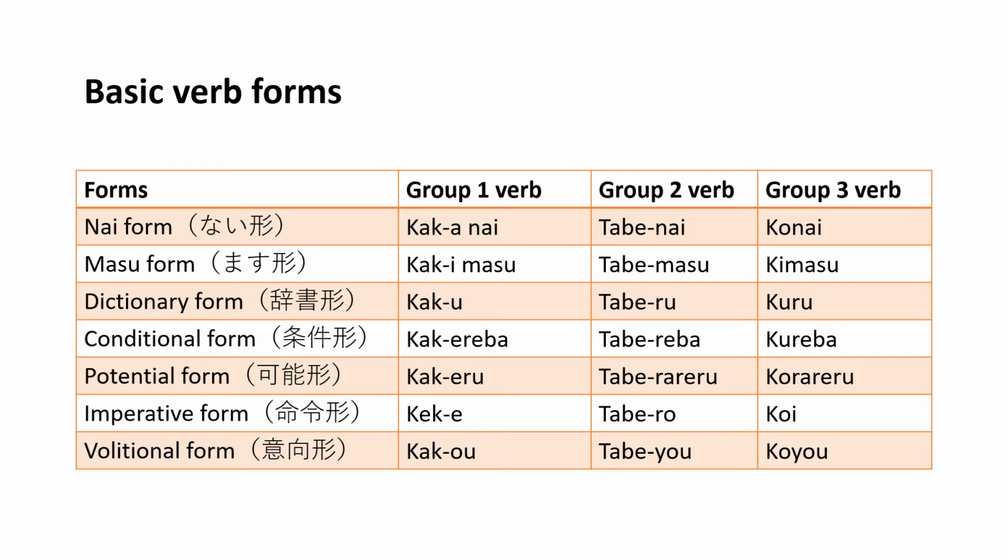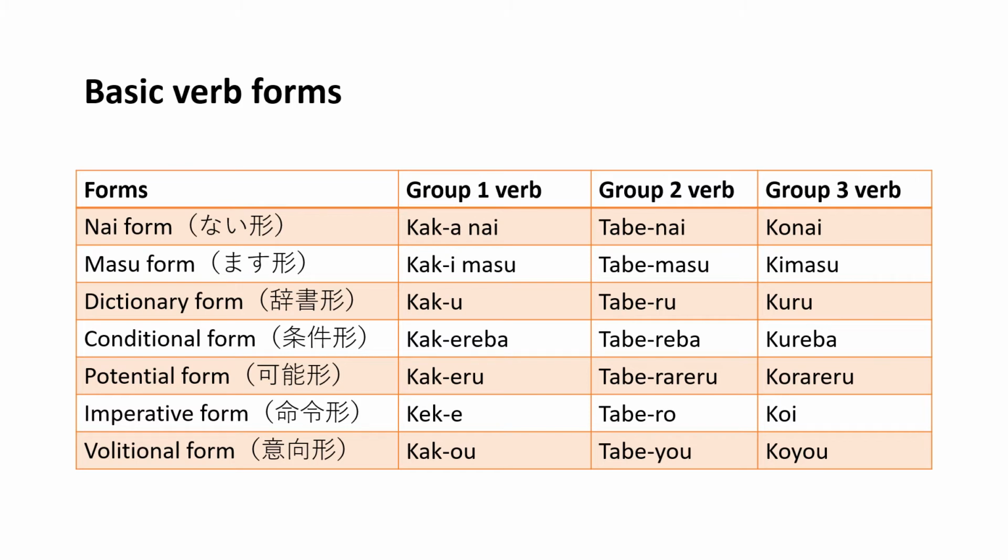Let's move on to group 2 verbs. 食べない、食べます、食べる、食べれば、食べられる、食べろ、食べよう. So in group 2 verbs you only need to switch the stem. So in case of 見ます, it will become 見ない、見ます、見る、見れば、見られる、見ろ、見よう. So quite simple.